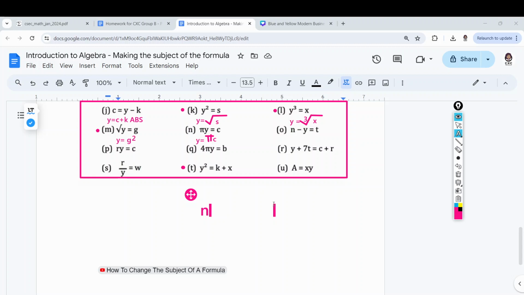So I'm going to write n minus y is equal to t. I'm going to switch the y and the t. So I'm going to end up with n minus t is equal to y. So it's a very simple question. So the answer here is y is equal to n minus t. Very simple one, this one. Y is equal to n minus t. Alright, guys, pretty simple, right?